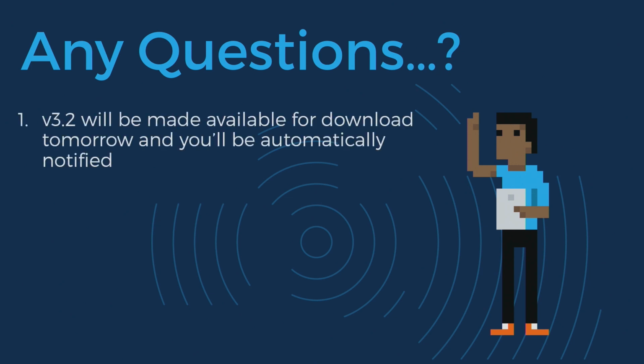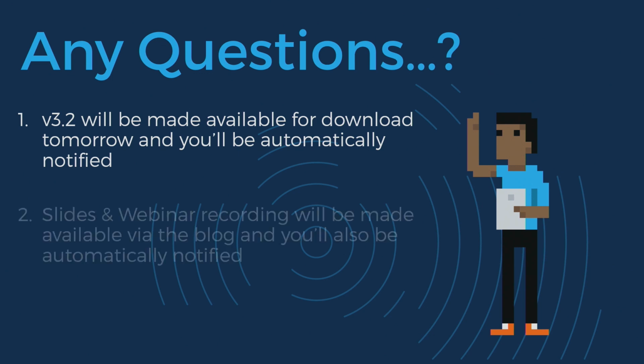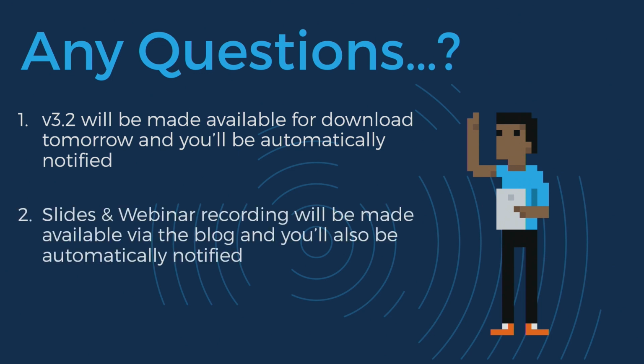Some questions. Well, let's head off the questions that we know you'll be asking. To reiterate what Richard said, version 3.2 will be available for download tomorrow, UK time, 9 a.m. in the normal place, and you will be notified as part of that. You'll also get the slides and webinar recording. Those will be made available to you both via the blog, and you'll get an email on that. It might take us a day or two to compile the resources, get the recording into proper shape and upload it to YouTube. But don't worry, those notifications will be coming out to you.